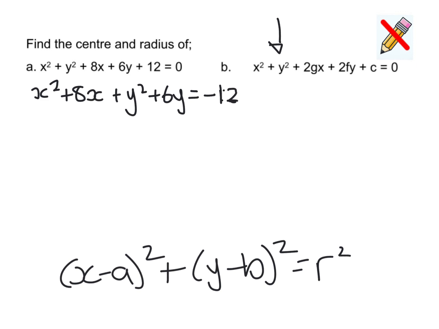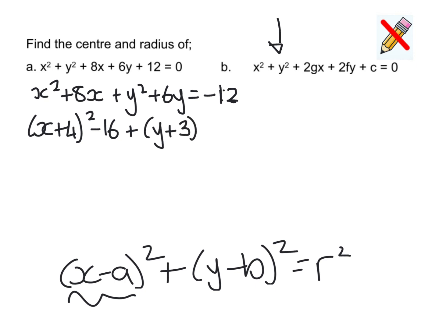To get it to look like this is just completing the square. I'm going to complete the square of the x's, so I'm going to have x plus 4 all squared, and then I'll subtract 16. And then I'll have y plus half of 6 is 3, so y plus 3 all squared. Then I'll subtract 9. And that all equals minus 12.